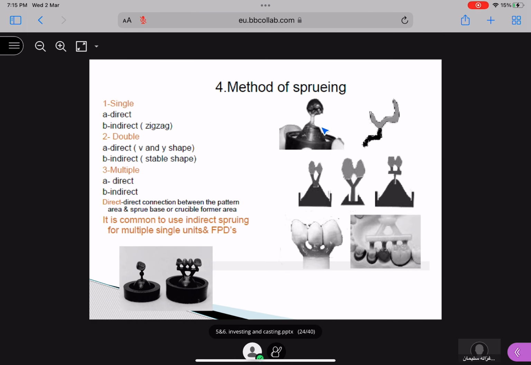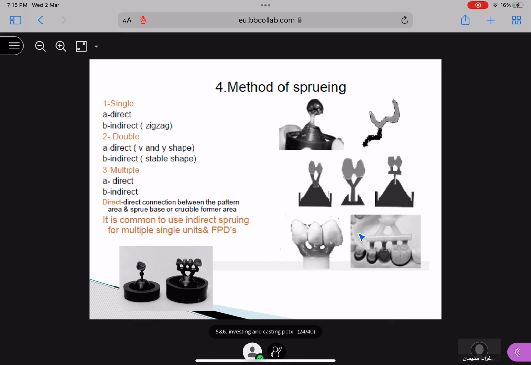Method of spraying, how can you spray it? There is direct method, there is indirect method, there is a single wax pattern. You can make it direct, like zigzag. If it is two, you can make the two one also. You see here, double pattern directly, make one here, or indirect, make join two together and then down, or you can make it this one also indirect here. If it is multiple, 2, 3, you can make it directly, or you can make indirectly like this.